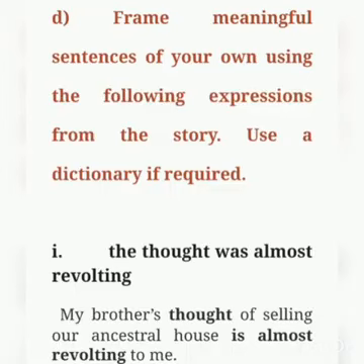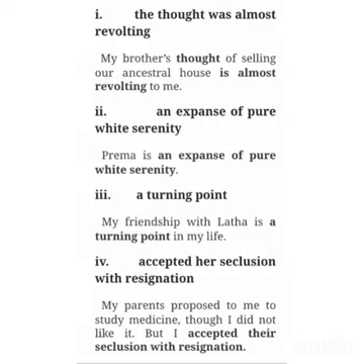D. Frame meaningful sentences of your own using the following expressions from the story. Use a dictionary if required. So you can use your dictionary and write your own sentences, or you can just copy from this. First one, the thought was almost revolting. The answer: my brother's thought of selling our ancestral house is almost revolting to me. Second one, an expanse of pure white serenity. Prema is an expanse of pure white serenity.